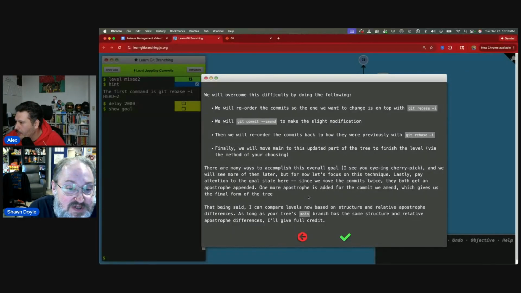Let's see. We want to pay attention to the goal state here. Since we move the commits twice, they will both get an apostrophe appended, and one more apostrophe is added for the commit we amend, which gives us the final form of the tree. Okay, I can compare levels now based on the structure and relative apostrophe differences. As long as your tree's main branch has the same structure and relative apostrophe differences, I'll give full credit. Oh, that's nice of him.